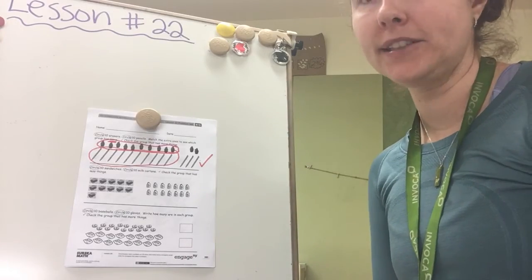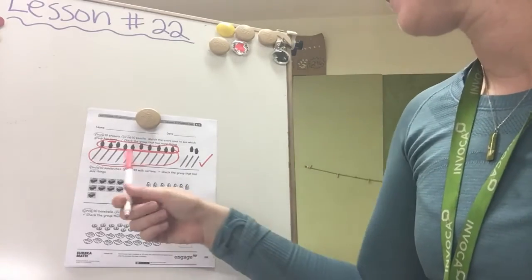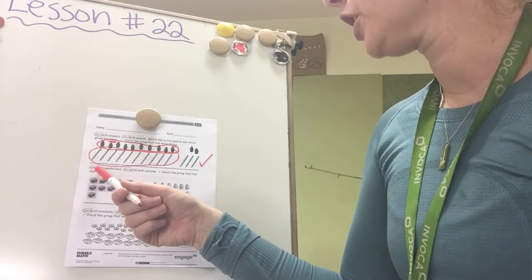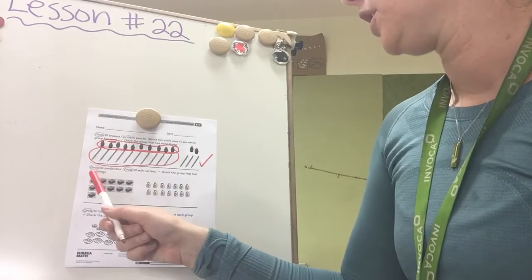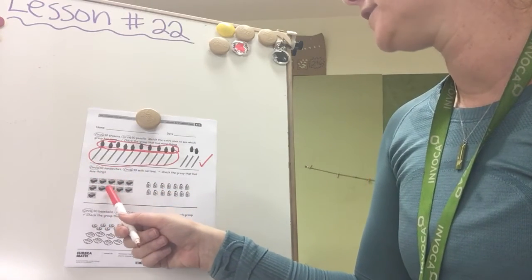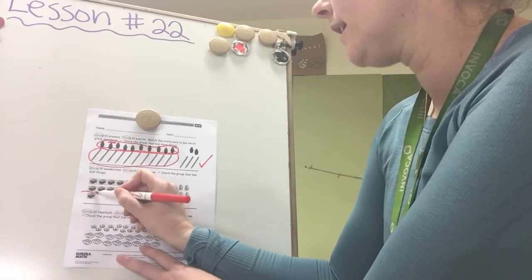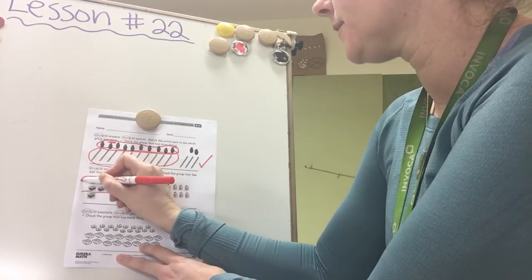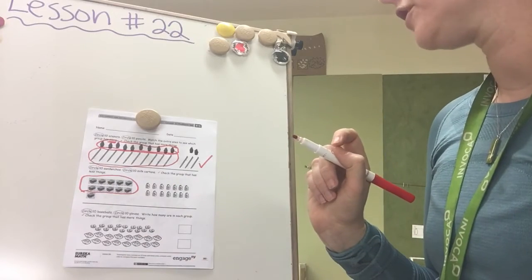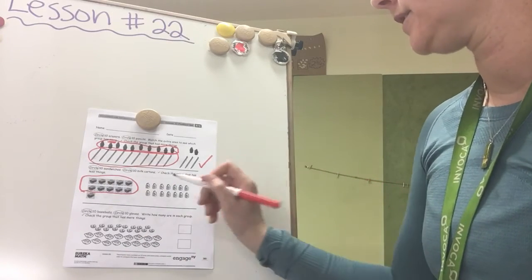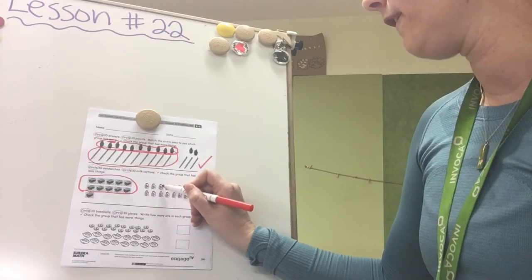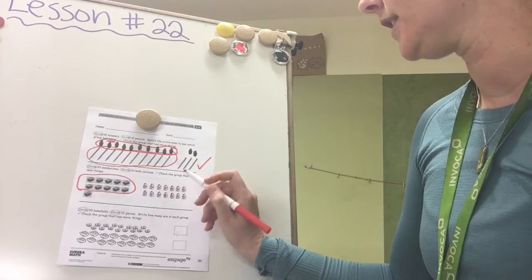Check the pencils. Awesome. Let's do the next one. Circle 10 sandwiches. 1, 2, 3, 4, 5, 6, 7, 8, 9, 10 sandwiches. Now circle 10 milk cartons. 1, 2, 3, 4, 5, 6, 7, 8, 9, 10.